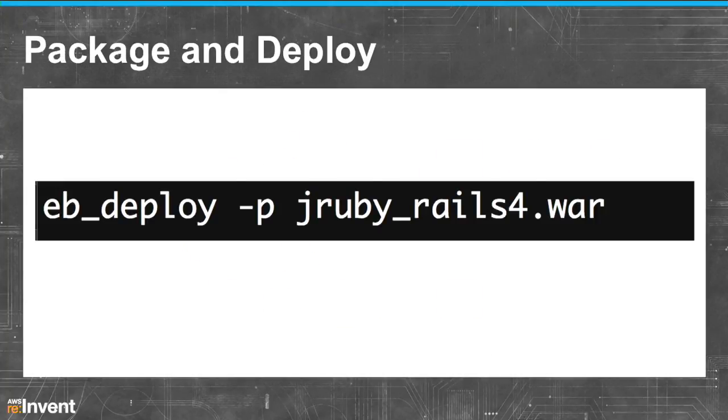Let's say you are developing this beautiful app called JRuby Rails 4, and you have built features with it. You just package it as a WAR. We like binary packaging better. And then you give it to EB Deploy, and it will go ahead and figure out what needs to be done to get you to a blue-green state.